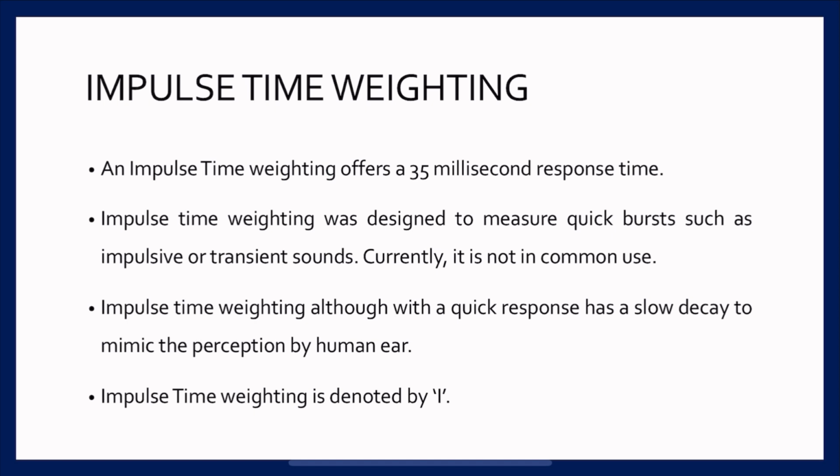Finally, we have the impulse time weighting. It offers an even shorter response time, which is 35 milliseconds. It was designed to measure quick bursts such as impulsive or transient sounds, but currently it's no longer in use. Impulse time weighting, although it has a quick response, has a slow decay to mimic the perception of the human ear, and it is noted by the capital letter I.